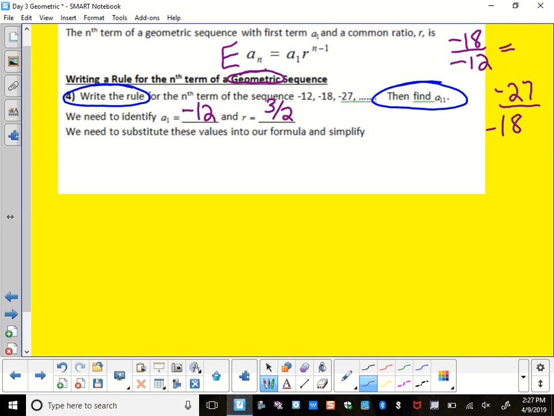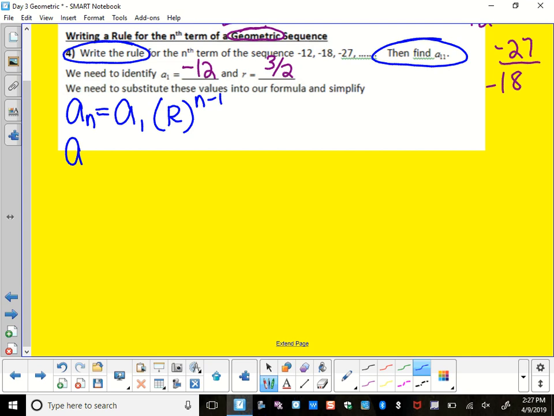Alright, so I actually think that this is a little bit easier because you don't have to solve like you have to solve in arithmetic. Your explicit rule for geometric is right here. It's the first one on your formula sheet. We wrote E beside it. It is a sub n is equal to your first term times r to the power of n minus 1. I can put my r in parentheses.